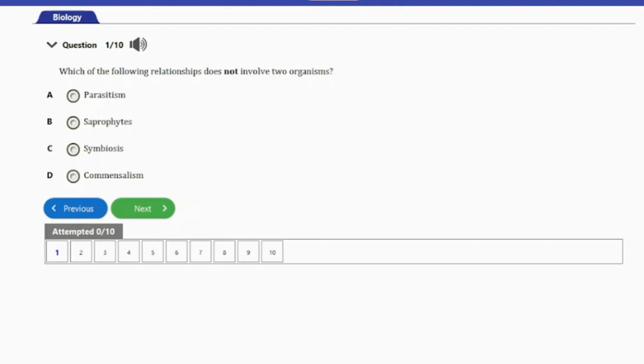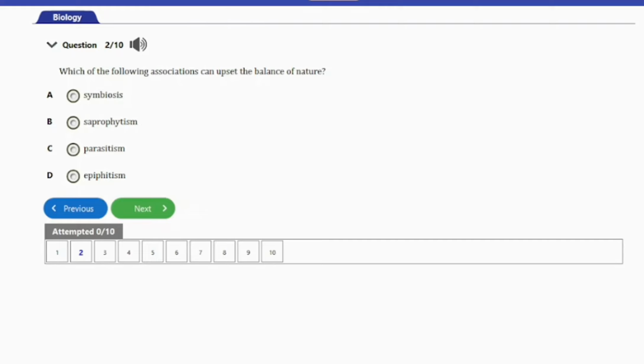It says, which of the following relationship does not involve two organisms? We have A, parasitism, B, saprophytes, C, symbiosis, D, commensalism. So guys, the answer to this question is option B, and that's saprophytes. So let's go ahead and consider the next question, guys. That's question number 2 here.